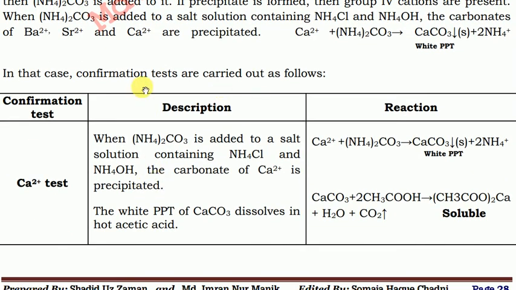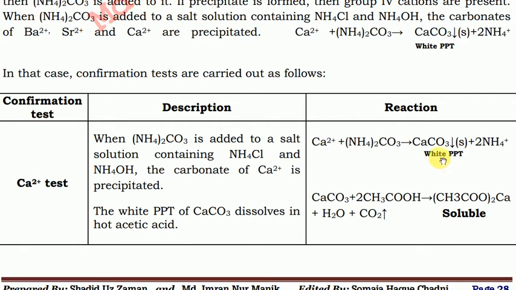Okay, when ammonium carbonate is added to a salt solution containing ammonium chloride and ammonium hydroxide, the carbonate of calcium is precipitated. We are talking about the confirmatory test for calcium 2 plus ion. We have already stated that when ammonium carbonate is added to a solution containing calcium, the calcium will react with the ammonium carbonate and produce a white PPT of calcium carbonate, indicating the presence of calcium.